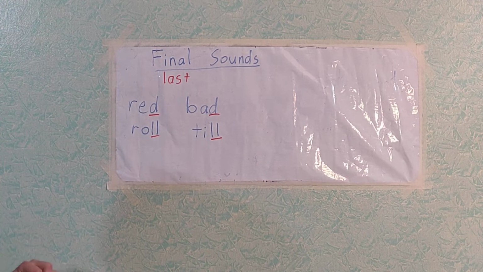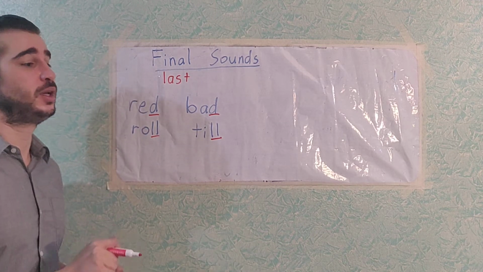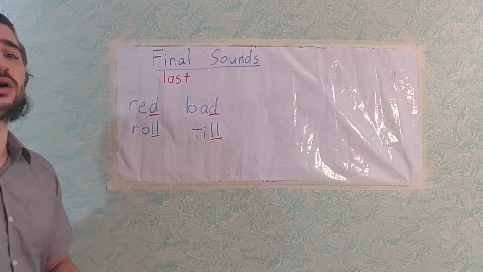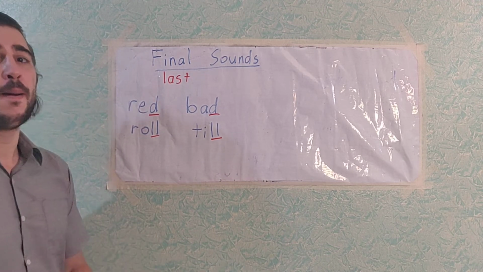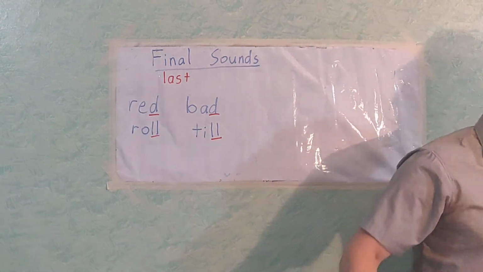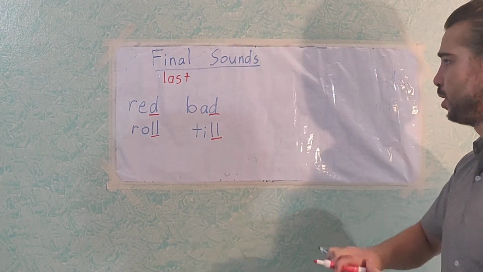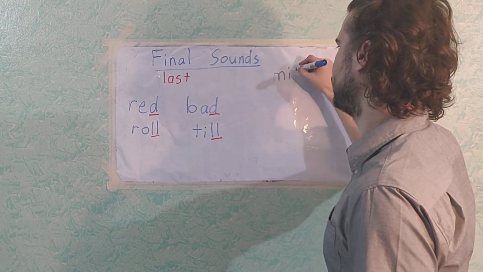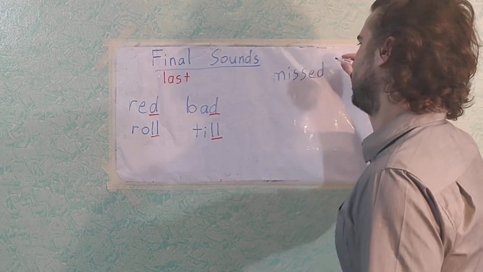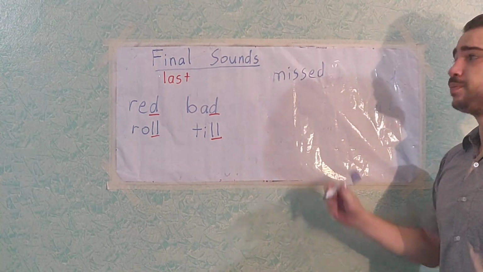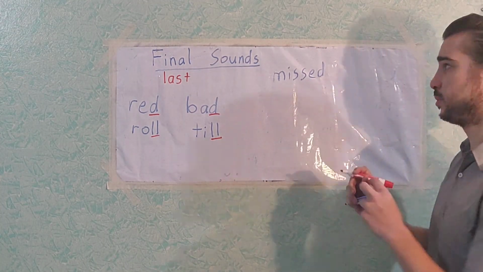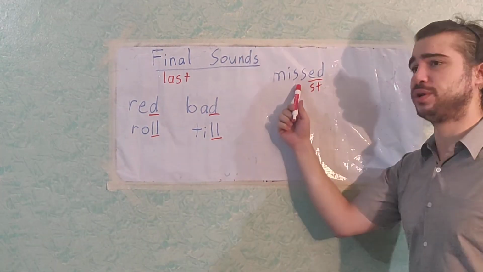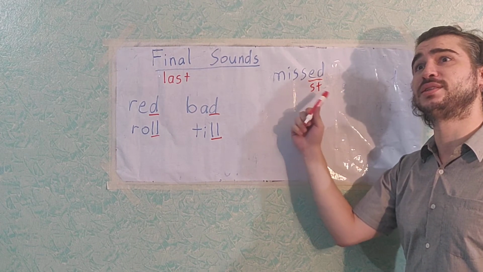But just like last time with initial sounds, it's not always going to be this easy. Sometimes words will be spelled differently, but they'll have the same final sound. So let's look at one example. Mist. Now, even though this is an ED, this is going to make a sound like ST. This is going to end in mist.